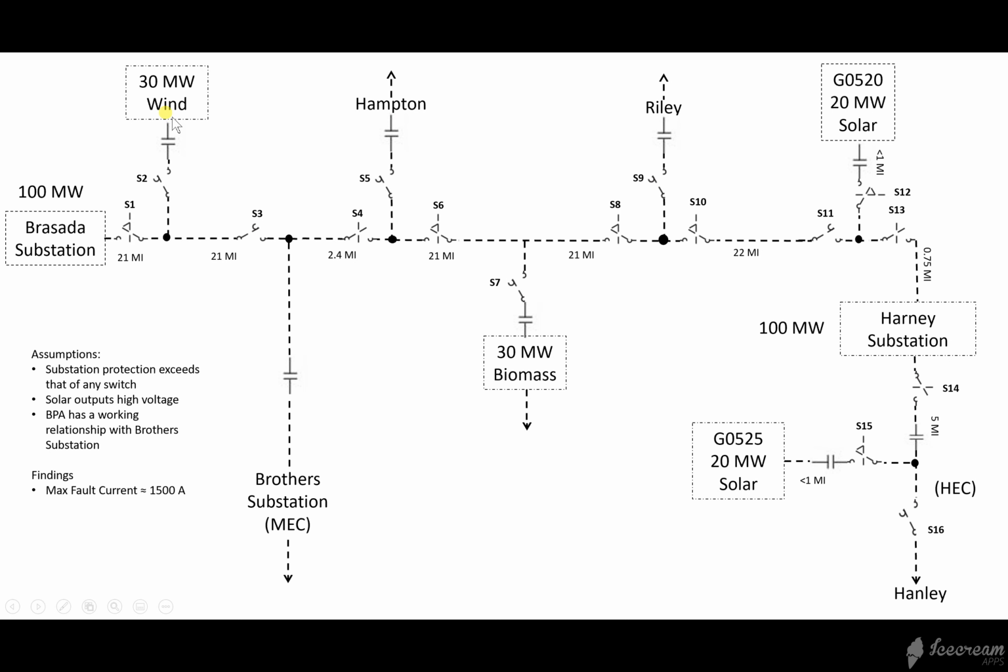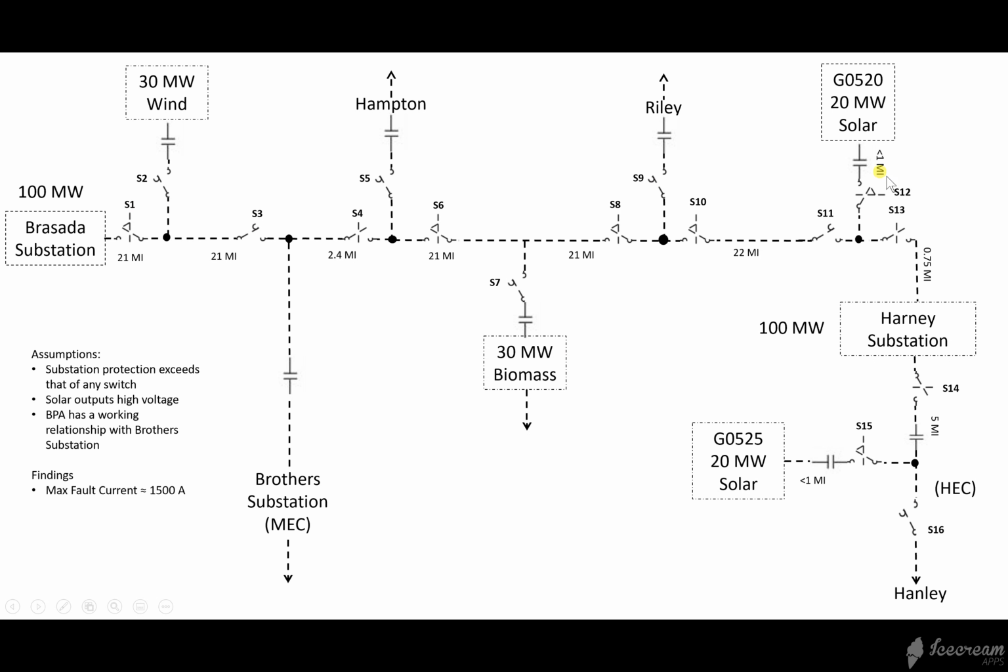Now, the new taps, the 30 megawatt wind and the 30 megawatt biomass, were placed on the longer portions of the transmission line and split the line in half effectively. And what this did was it was able to reduce that effective distance and allowed for the use of more affordable switches, such as load switches in the case of S6, S8, and S1.